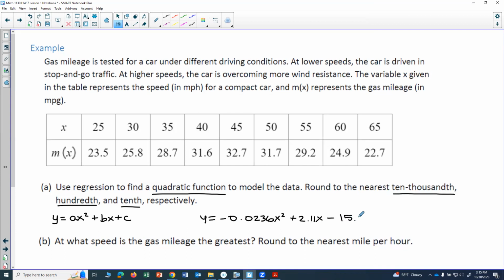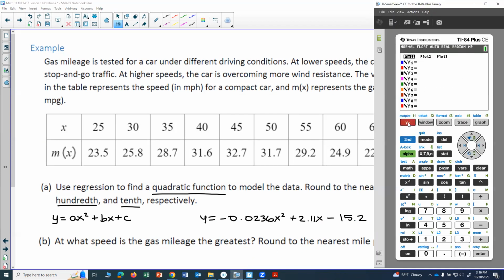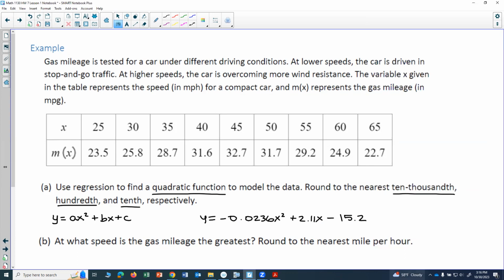Now, if you want to see the graph of that along with your scatter plot, you would just come back to the calculator, go to your y equals, and put in that equation just like we wrote it down. Now we can see that this is going to be a parabola because it's a quadratic, and we know that it will open downward because of that negative leading coefficient. So we know that it's a parabola opening downward like this.